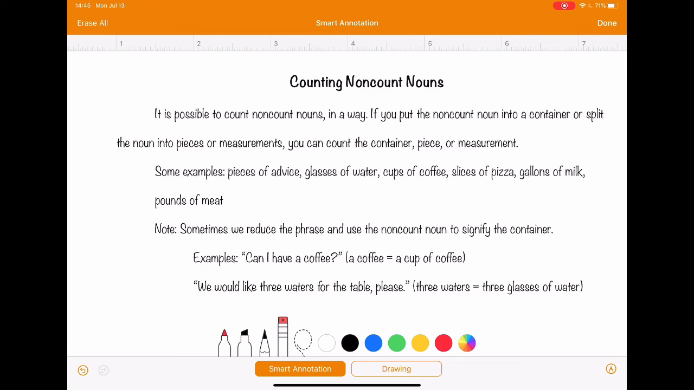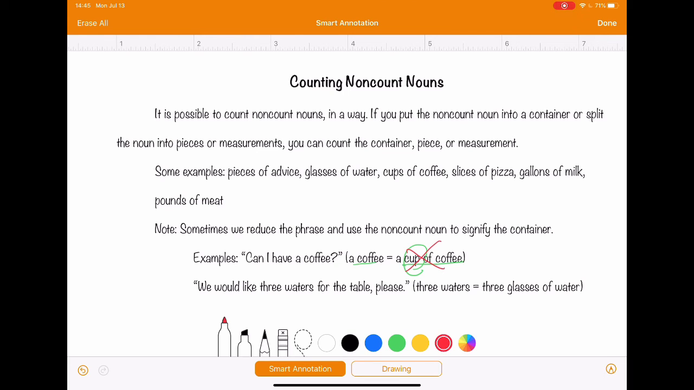Sometimes we reduce the phrase and we use the non-count noun to signify or symbolize the container. So you might hear somebody say, "Can I have a coffee?" So here, a coffee means a cup of coffee. I'm just kind of eliminating "cup of," and when I say a coffee, that means the cup.